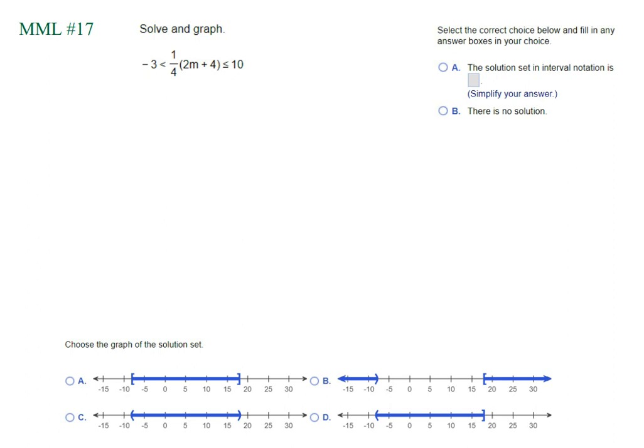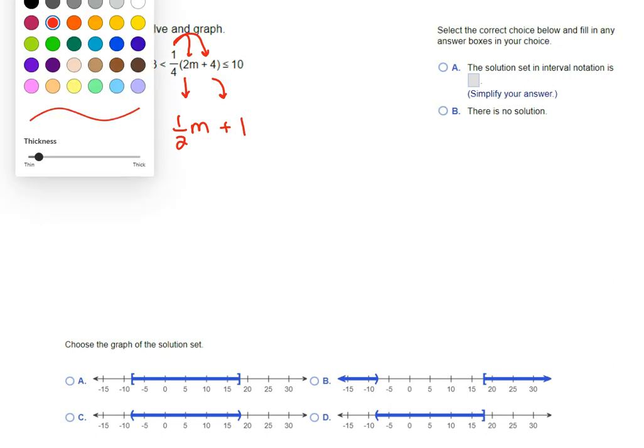There's several ways you can work this problem, but I see the parentheses, and so my instinct is to distribute to get rid of those parentheses. So when you take 1/4 times 2m, you're actually going to get 1/2 of an m. And then 1/4 times 4, that's just going to be a 1.